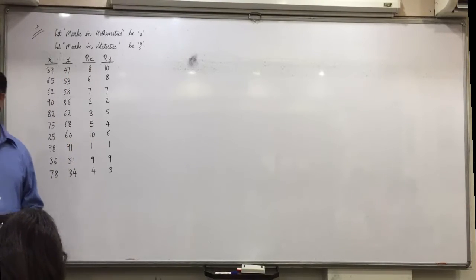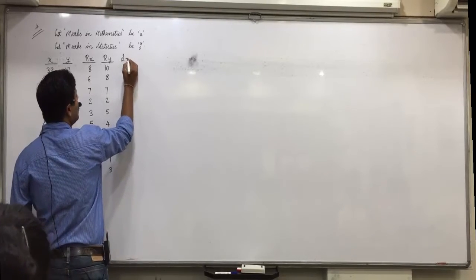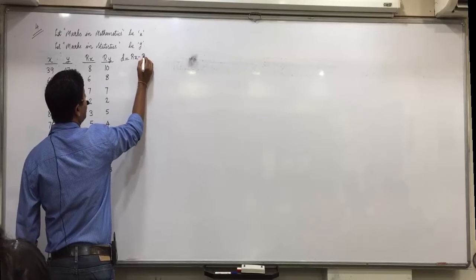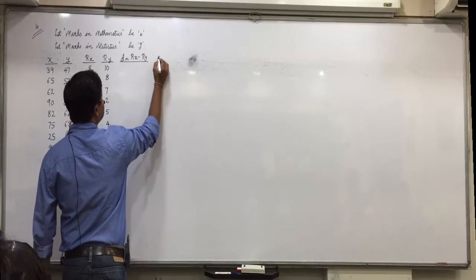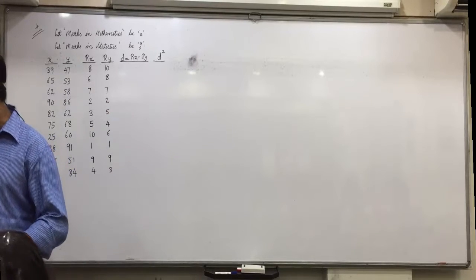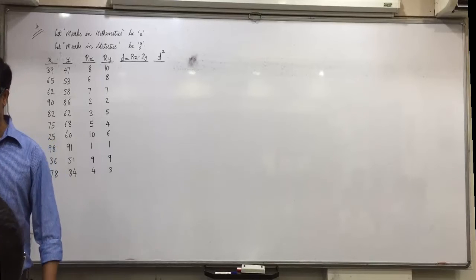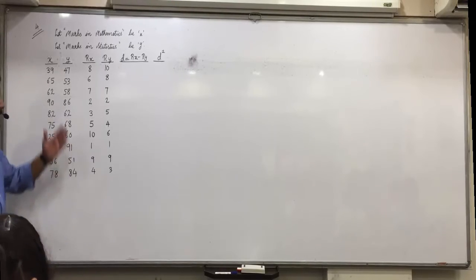Now how do we find D? Rx minus Ry. So write down D equals Rx minus Ry, and what we require is D square. Further, if you remember, I made you write that total of D should always come 0. Sigma D will always be equal to 0. We'll verify that. So this is a simple procedure.